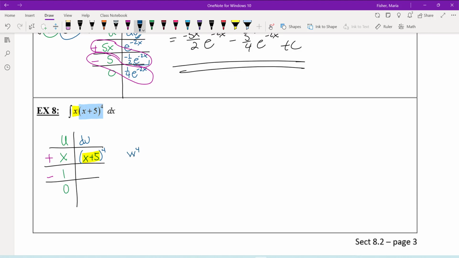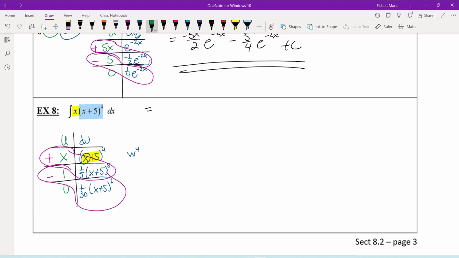That's going to be w to the 5th over 5. The coefficient of x is 1, and the reciprocal of 1 is 1, so I'd be multiplying that by 1. We know that this is just going to be, I'm going to write it as 1/5 times x plus 5 to the 5th. I integrate again, so it's going to be x plus 5 to the 6th, and I'm dividing by 6, so that makes that 1/30. In the end, this is going to equal this guy, and then this guy.